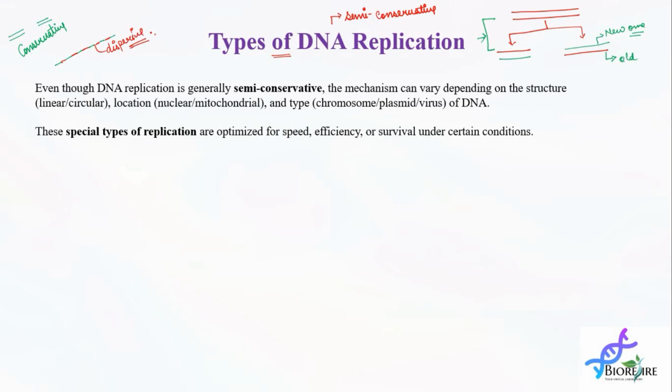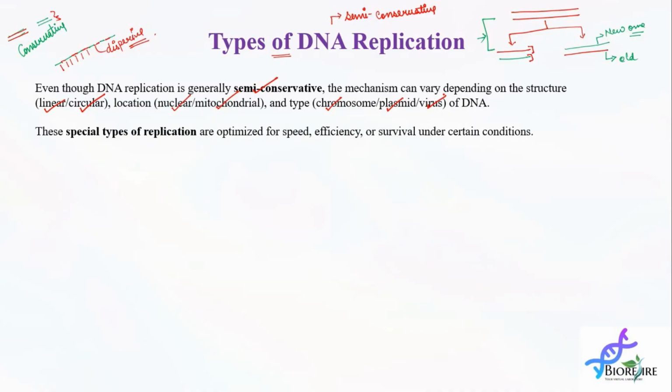These are the three models. In semi-conservative, one strand is conserved and one is new. In conservative, one is old and another is new. In dispersive, some parts are conserved and some are new. DNA replication is generally semi-conservative, and the mechanism varies depending upon the structure. Your DNA may be linear, may be circular, may be nuclear, may be mitochondrial, may be chromosomal, may be plasmid, may be viral.